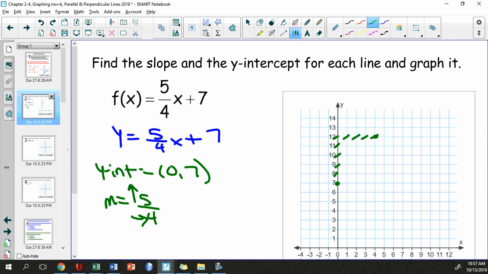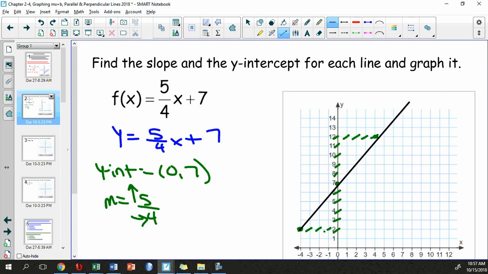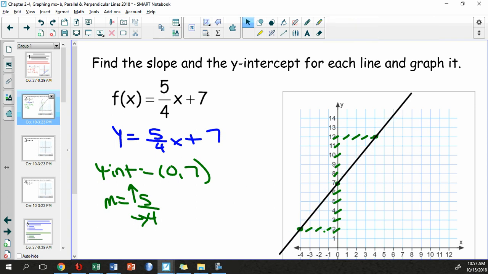From the point 0, 7, notice my direction of my line is going up the mountain, yes? Could I go down 1, 2, 3, 4, 5 points, and then to the left 1, 2, 3, 4, and have another point? Yes, it's totally legal, okay? So all I'm going to do now is connect the dots. And I have 3 points on my line that I can clearly see. And now I've graphed the line using the slope and the y-intercept. We good? Okay.